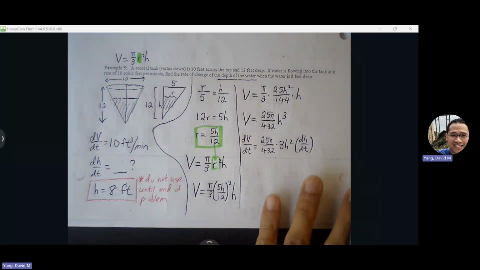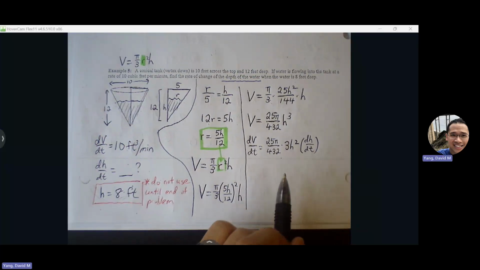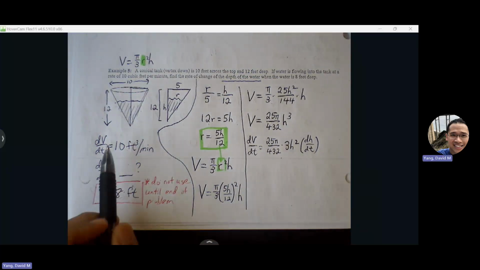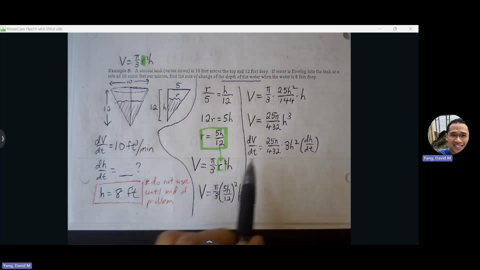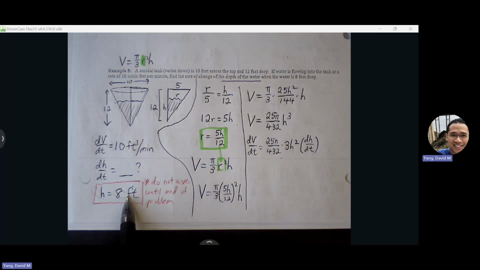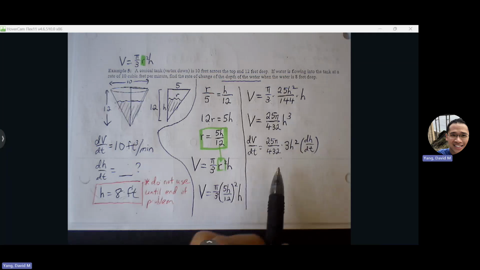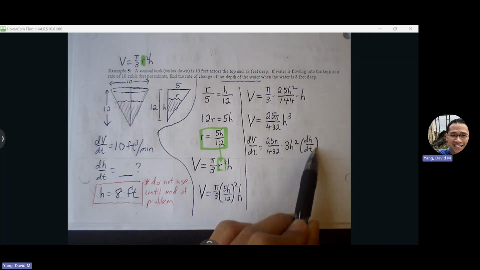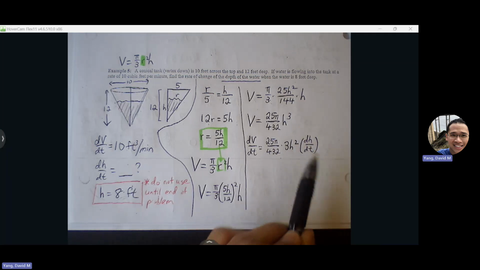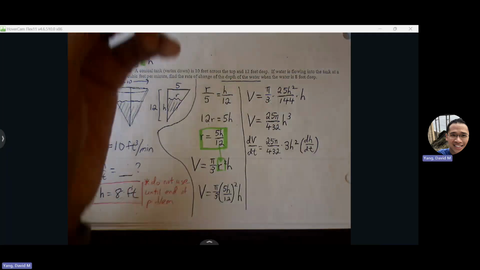All right, so now everything, we're almost done. We just have to be able to solve for dh dt. We have everything that we need. Replace 10 in for dV dt. Replace 8. Now we can use the 8. Replace 8 in for h. And then we can now solve for dh dt.